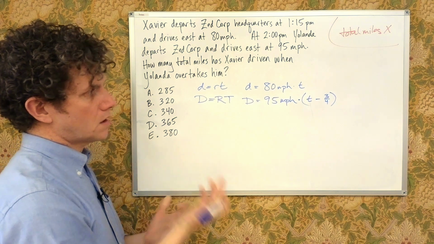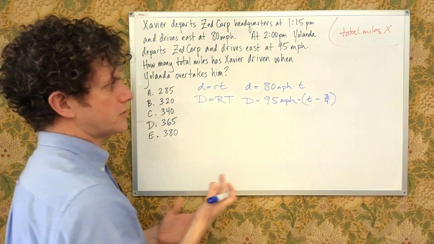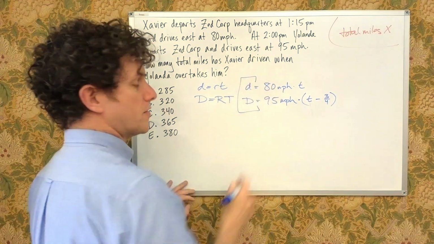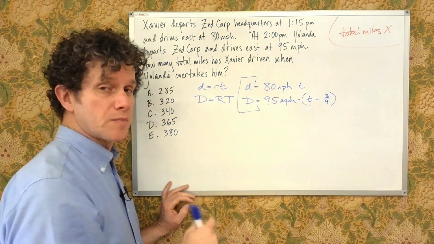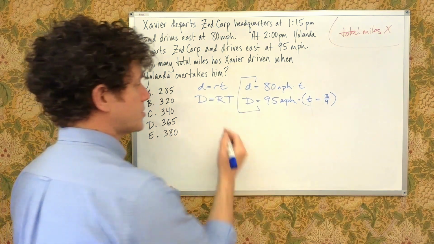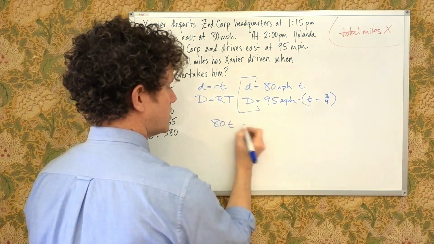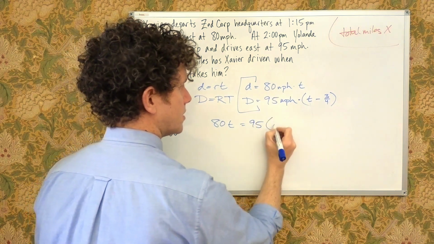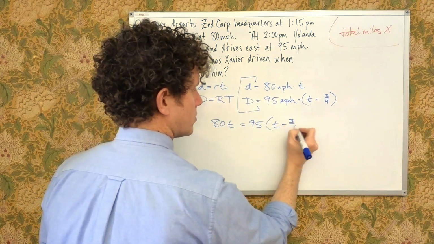So now I have two equations. I have three variables, except that if they're starting from the same place and getting to the same place, they're covering the same distance. So his rate and his time is the same thing as her rate and her time.